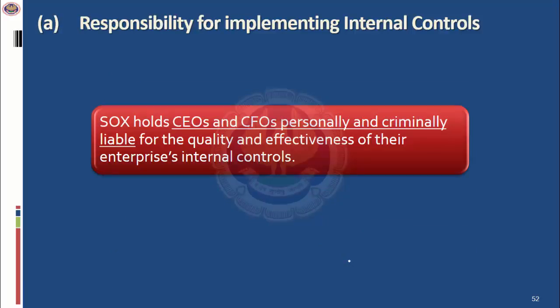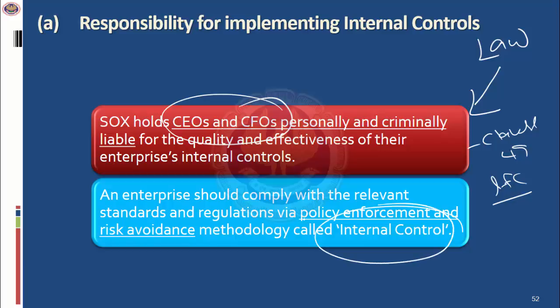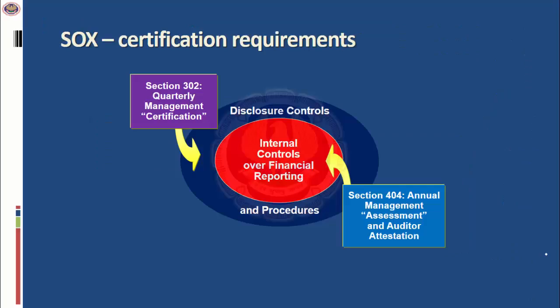Who is responsible for implementing internal controls? Let's look at it from the SOX. SOX holds the CEO and the CFO personally and criminally responsible for the quality and effectiveness of the enterprise internal controls, which means implementing internal controls now is mandated by law. In India also, we have clause 49 regulatory requirements, and now recently we had this IFC requirements, which also talks about internal controls pertaining to financial reporting. So when you're talking about internal controls from a regulatory perspective, this has to be implemented through ERM.